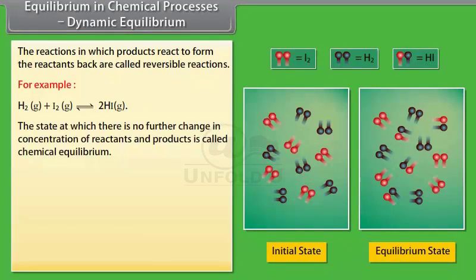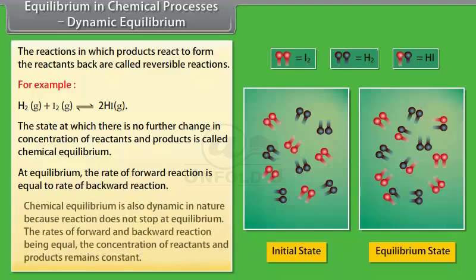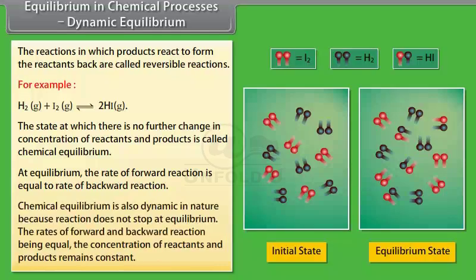The state at which there is no further change in concentration of reactants and product is called chemical equilibrium. At equilibrium, the rate of forward reaction is equal to the rate of backward reaction. Chemical equilibrium is also dynamic in nature because the reaction does not stop at equilibrium. The rates of forward and backward reaction being equal, the concentration of reactants and products remains constant.